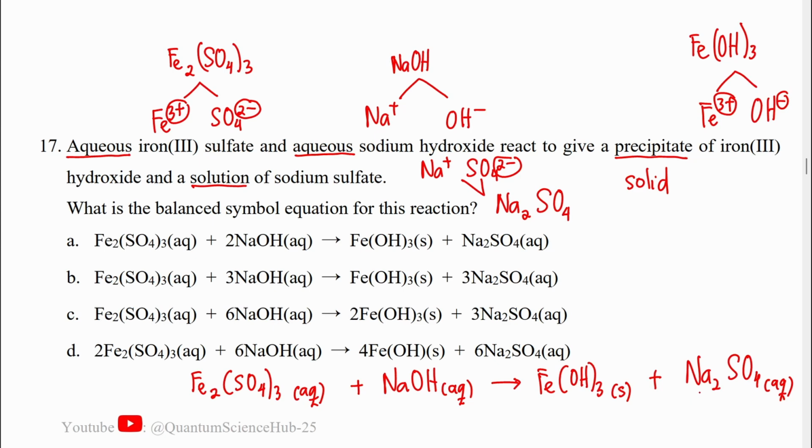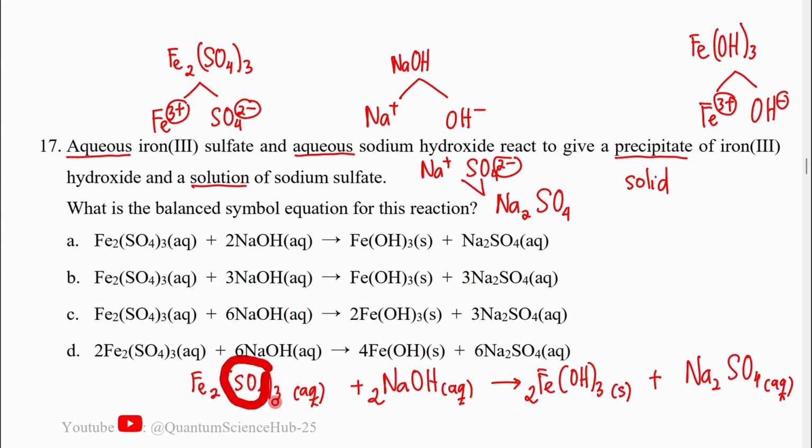Now balance the chemical equation. I have 2 Na in here, but at the left side, the Na is still 1, so that's why I will put 2. Now the Fe at the left side is 2, so I will put 2 at the right side. Now let's check one by one. Fe2, 2Fe.